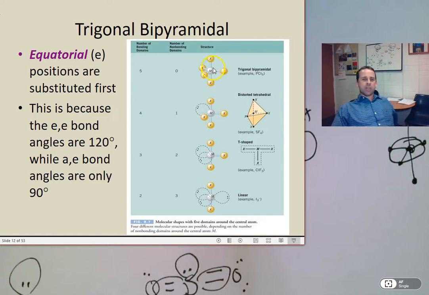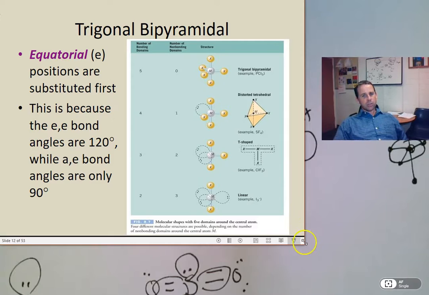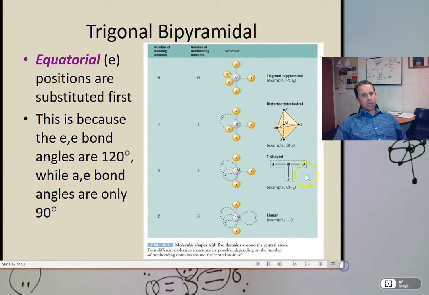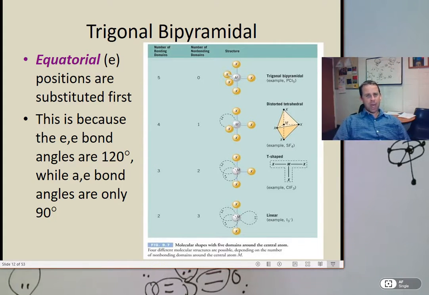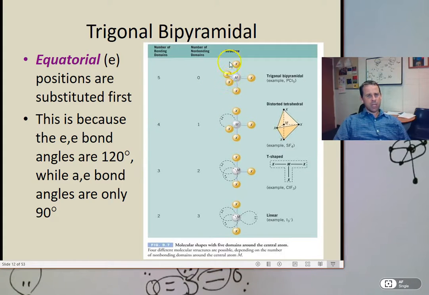All right. What about five regions of electron density? Again, when you have five regions of electron density, those five regions attain what we call a trigonal bipyramidal shape. So here's our trigonal bipyramidal shape: central atom, two axial, and then three equatorial. Now it ends up being kind of significant, kind of important, what atom will be replaced by a lone pair electron when it comes to the trigonal bipyramidal molecular shape. And that's because some positions in this scenario have more space.